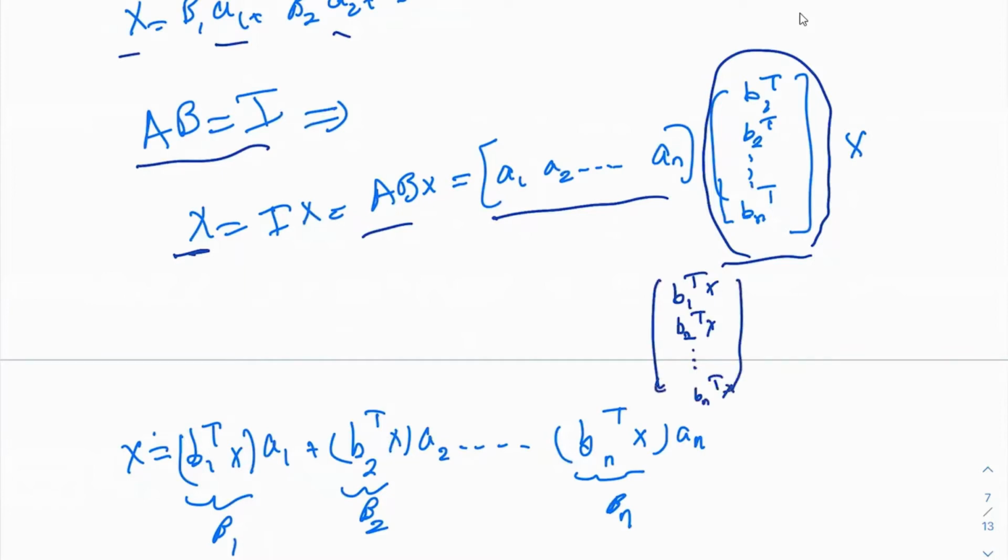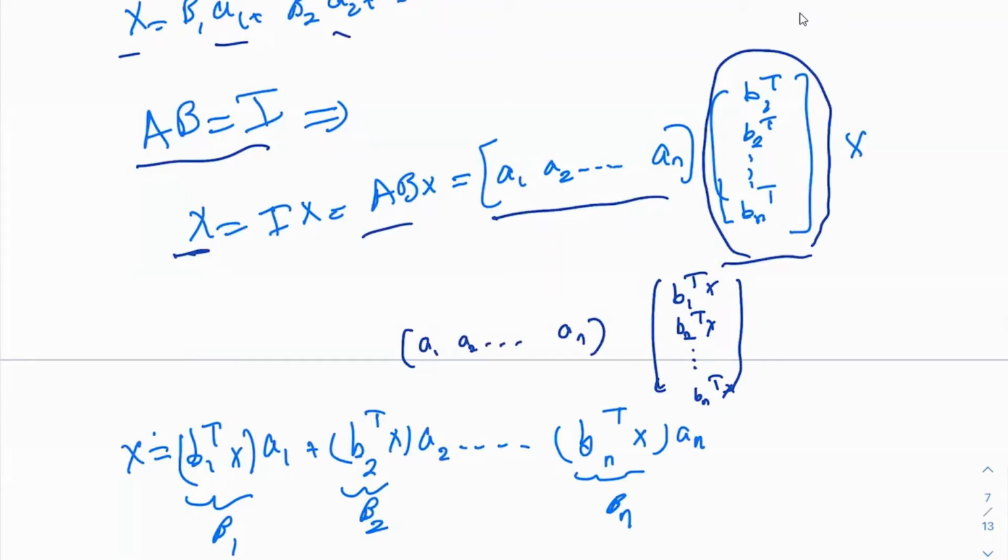What is B1 transpose x? Remember, B1 transpose is a row, so B1 transpose x is a scalar. It's a dot product, which is a scalar. So B1 transpose x means the dot product of B1 and x, a scalar, times A1, A2, all the way to An.